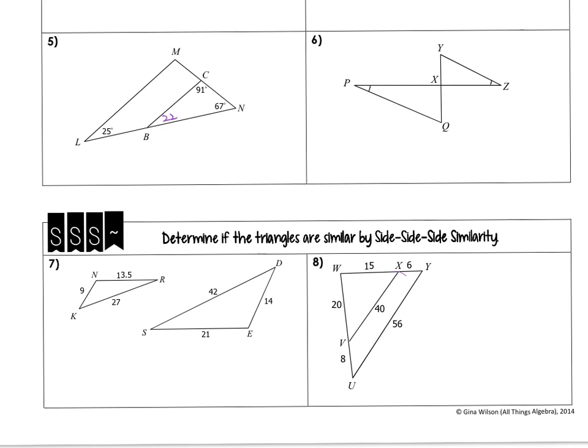And what else is given? I don't know. Oh, okay. So I can calculate the angle at M because I have 67 here, I have 25 here, so 180 in that big triangle LMN, 180 subtract 25, and minus 67, what's that? That should be 88. So no, I don't have 2 pairs of corresponding angles that are congruent. All right.